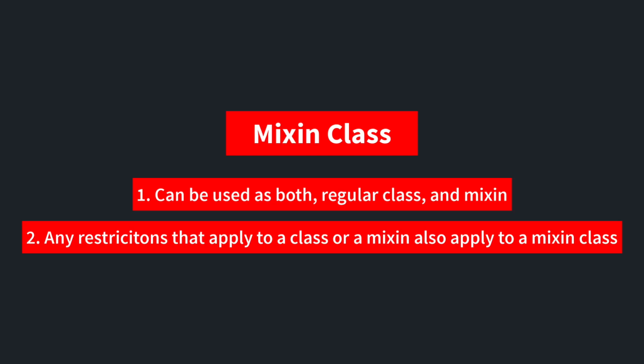Then if we create an object of athlete class, we can inherit all methods of Mixins, which are jumping and running. A Mixin class declaration defines a class that is usable as both a regular class and a Mixin, with same name and the same type. Any restrictions that apply to a class or a Mixin also apply to a Mixin class. Like Mixin can't have extends or with clauses, so neither can a Mixin class.